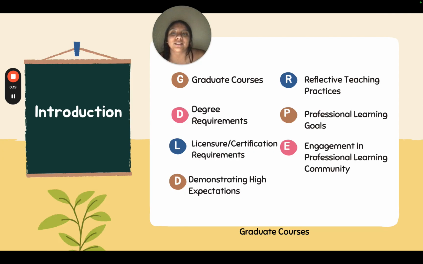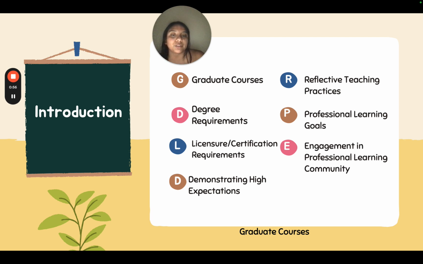Now, this is just a rundown on what we'll be talking about in this PowerPoint. I went ahead and named it the introduction. On the first bulleted point, you see the graduate courses that you would need. As for the second one, degree requirements. On those two, we will discuss the courses and milestones required for completion of this degree program. For number three, licensure and certification requirements. We will discuss specific requirements and how they will align with the career goals.